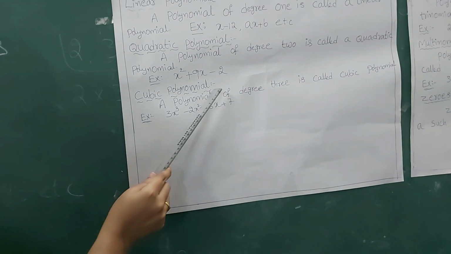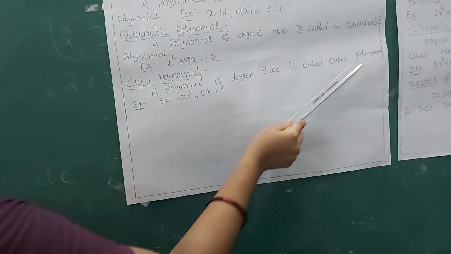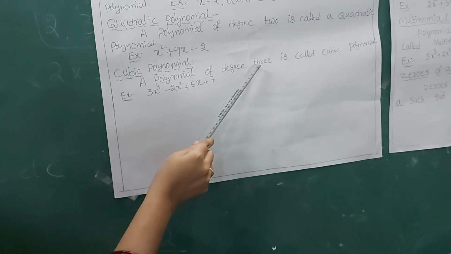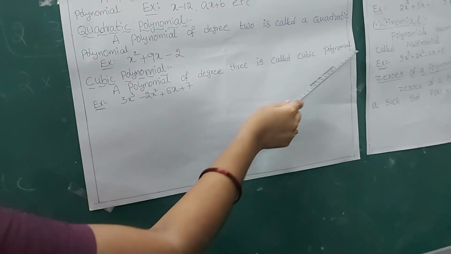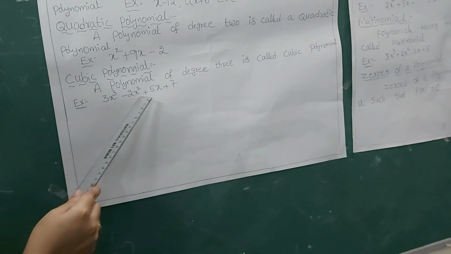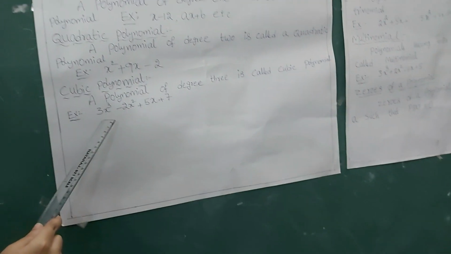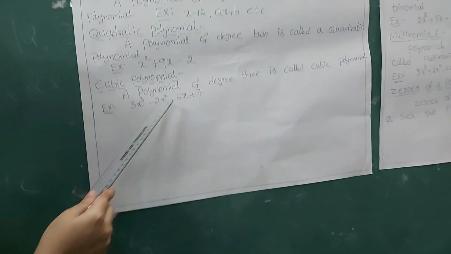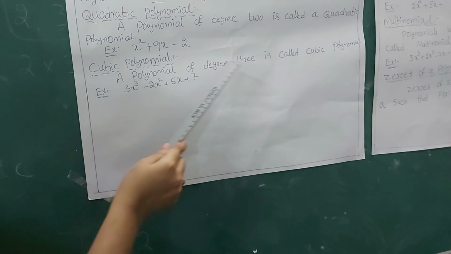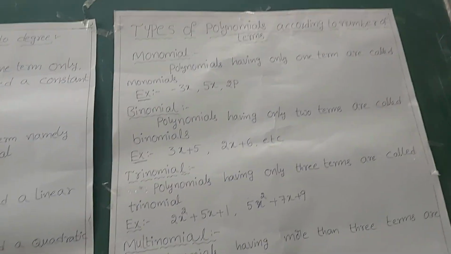Next, cubic polynomial. A polynomial of degree 3 is called a cubic polynomial. For example, 3x cube minus 2x square plus 5x plus 7. In this polynomial, the highest power is 3. So the degree is 3. That means this polynomial is called a cubic polynomial.